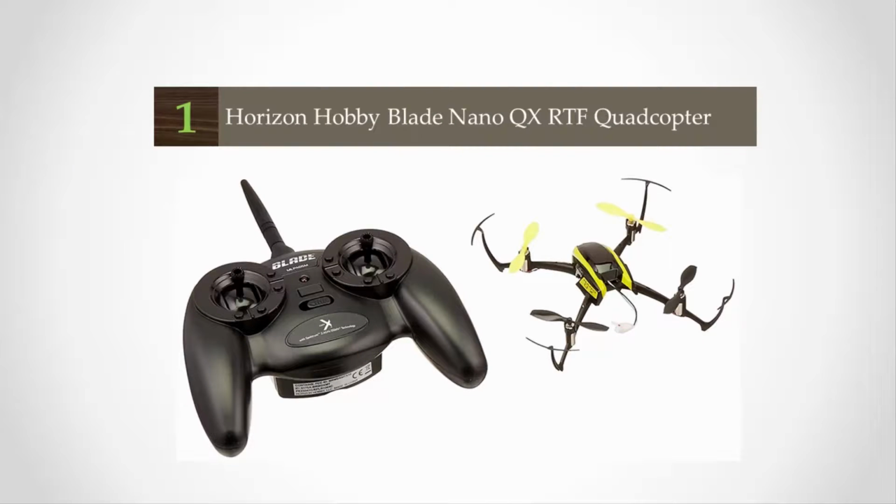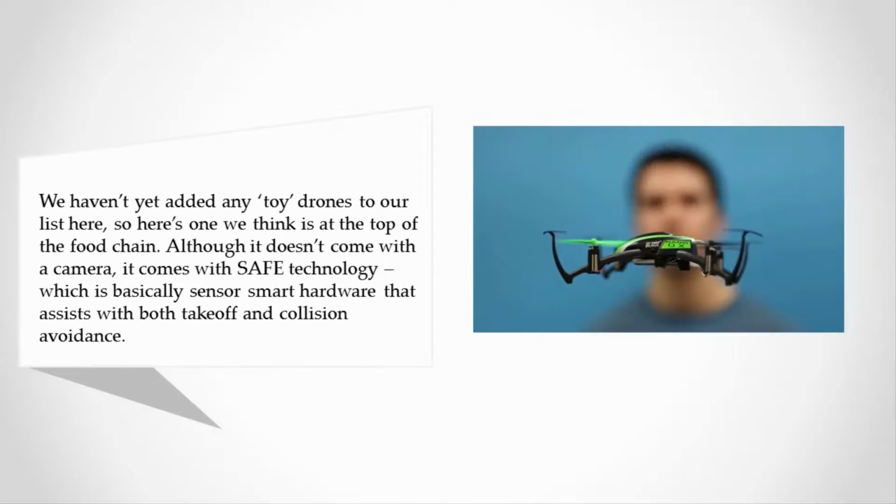We haven't yet added any toy drones to our list here, so here's one we think is at the top of the food chain. Although it doesn't come with a camera, it comes with safe technology, which is basically sensor smart hardware that assists with both takeoff and collision avoidance.